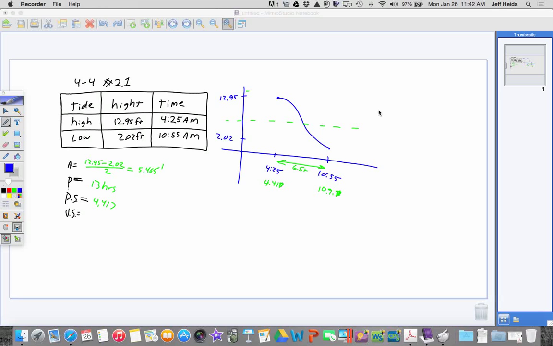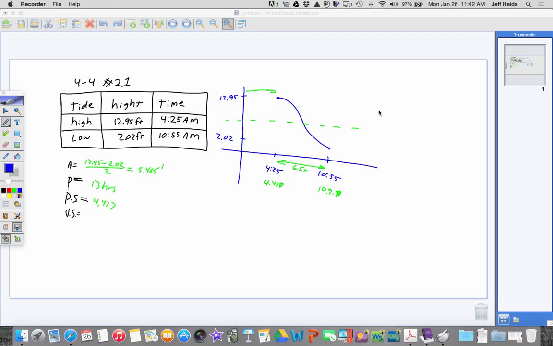4.417. So that is just how far you have gone from the origin. Now, the problem says x is the number of hours since midnight, right? So you are 4.417 hours after midnight.